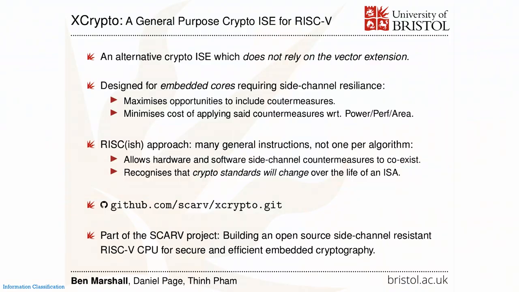We are developing an alternative crypto extension for RISC-V that is not based on the vector extension. It's an embedded profile extension designed for devices that need to consider timing and power side channel analysis. We've had some positive early results, but we really need some feedback at this point. I'm very happy to discuss things like power, performance, area, and more importantly, code density, but only if you come and see the poster.